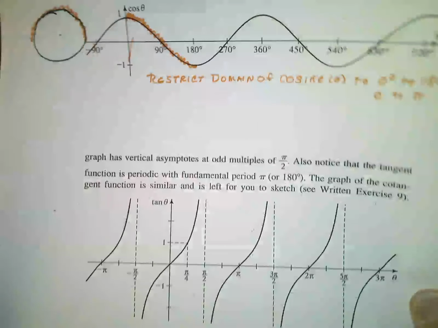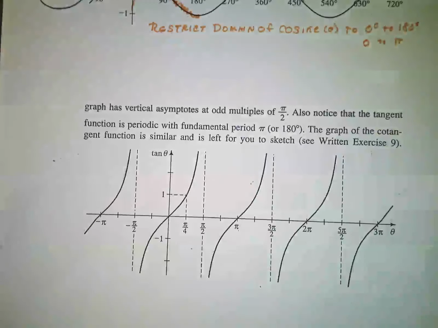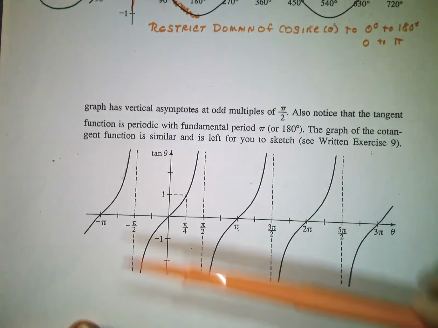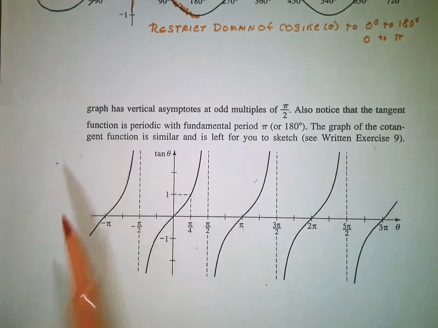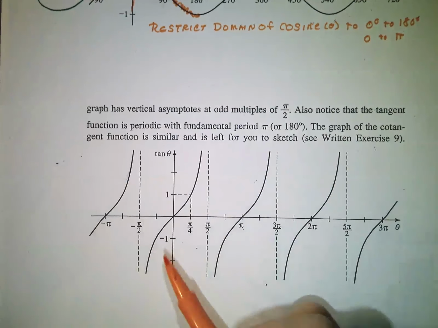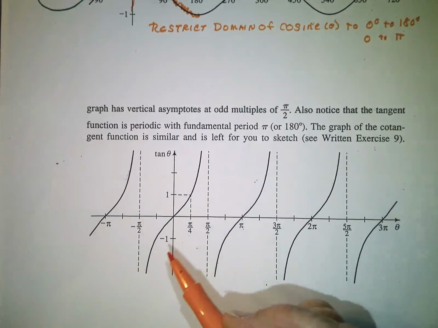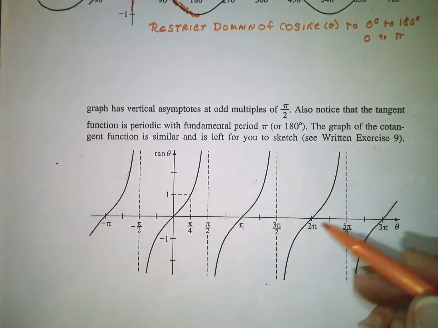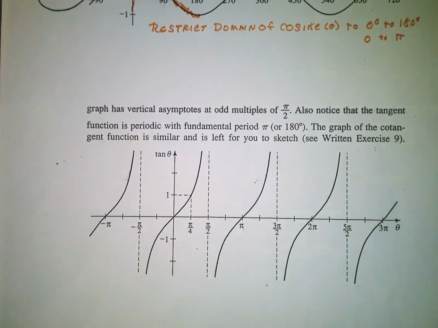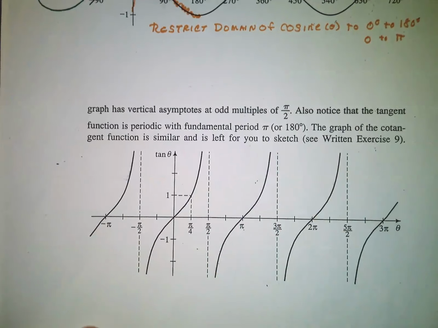Got one more here, the tangent, with all its beautiful asymptotes. Again, it does not pass the horizontal line test. So we're going to restrict its domain. Going to pick one of these little twisty things that sort of look like cubic graphs. And one of those will do.